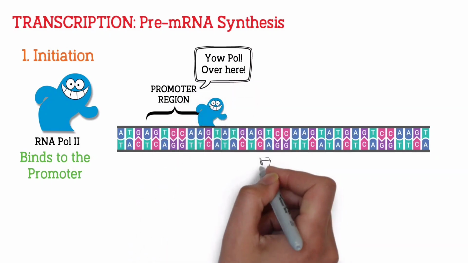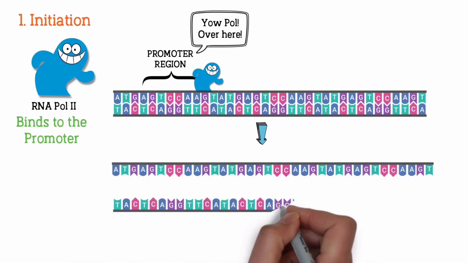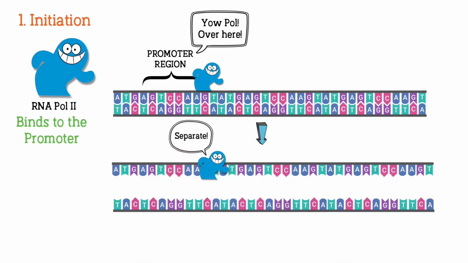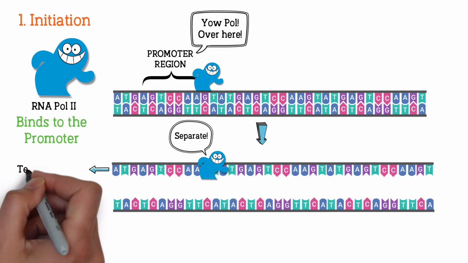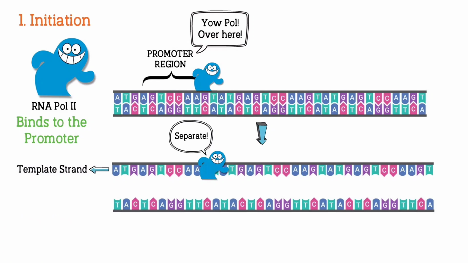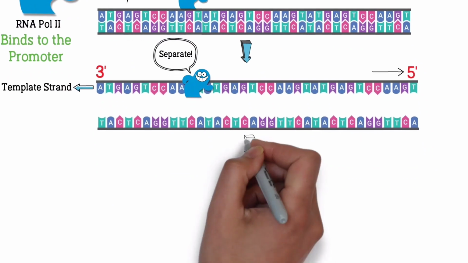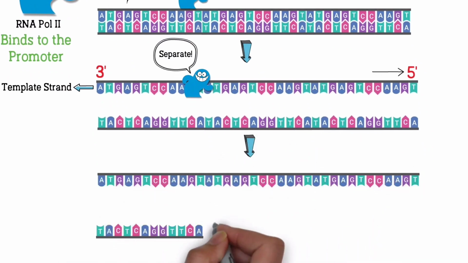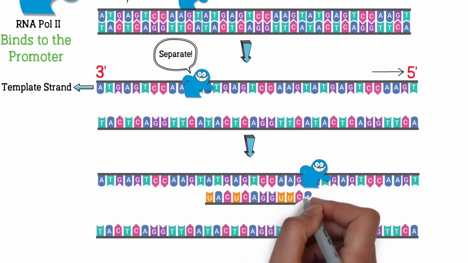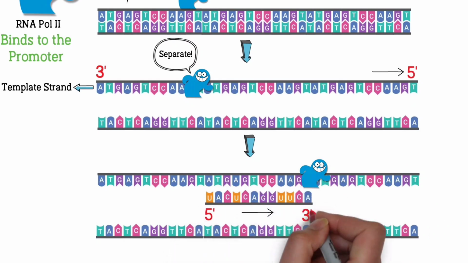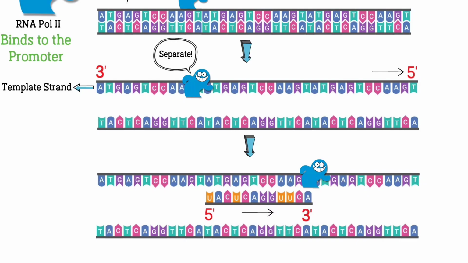Once the RNA polymerase II binds to the promoter region, it separates the two strands of DNA, providing the single-stranded template needed for transcription. Only one of these strands is used in the process of transcription. This is known as the template strand. This strand always runs from the 3' to 5' direction. RNA polymerase II builds the new strand from the 5' to 3' direction, adding new nucleotides to the 3' end. So to speak, the template strand and the mRNA are anti-parallel with each other.